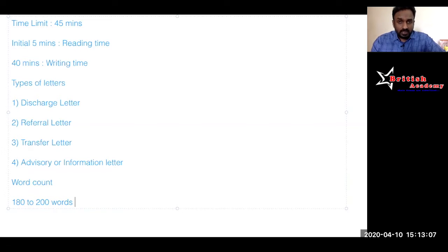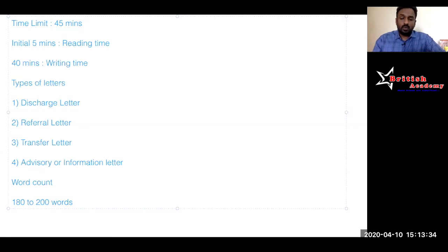If all the points are relevant and you go beyond 200, there is no markdown. If you go beyond 200 or below 180, nobody is going to mark you down if all the relevant points are taken in the letter. Please be rest assured about it, but your assessor is going to count the information you write in your letter. They would be asking whether you took all the relevant information required in an OET letter.